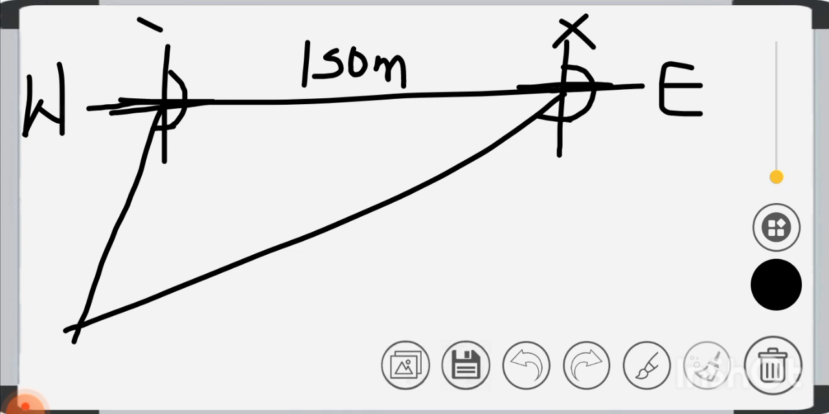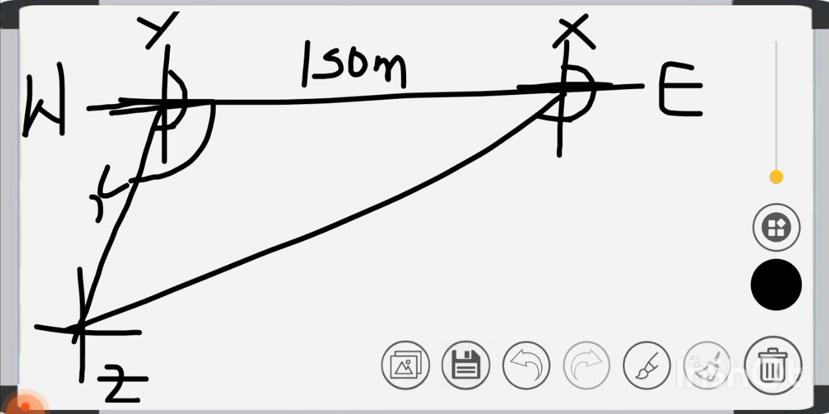Where the two lines meet is the point Z. So you are telling us to find the distance YZ, which is the distance between this and this. That's what you are asking us to look for now. Now we are going to get this angle and this angle and try to get this angle. To get this, remember this full angle is 202, and this one is 215.